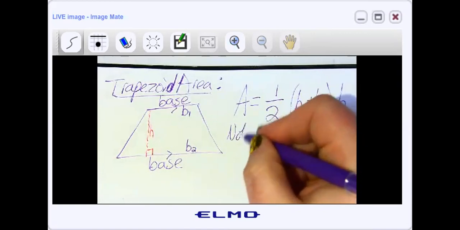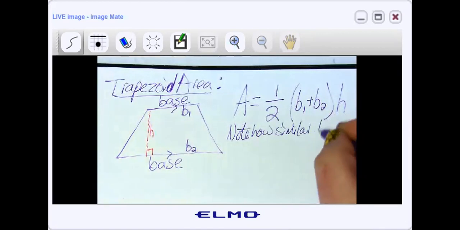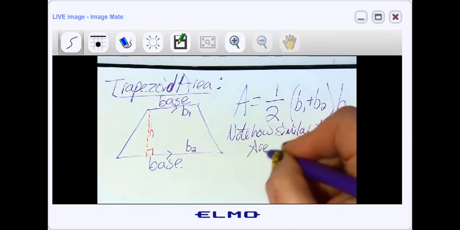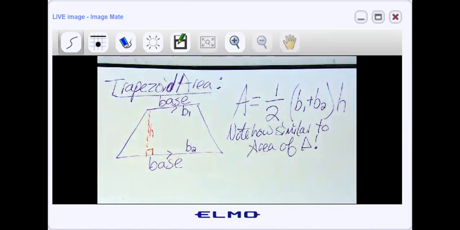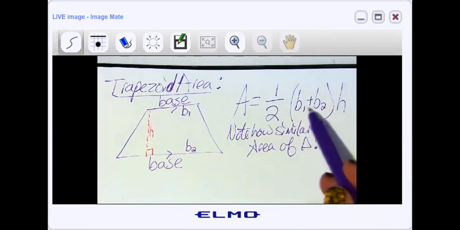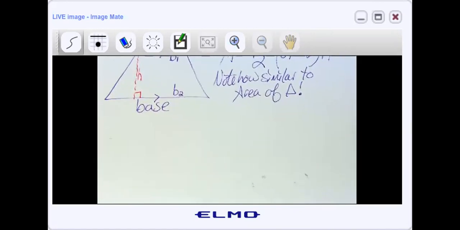Note how similar this is to area of a triangle. So if there does come a day when you do have to memorize this, it's not that much to memorize, because you already know area equals base times height for a parallelogram. Then a triangle is just half of that, so that's not so bad. And now the trapezoid is the same thing. You just have two bases to add together. So let's see how this works in a problem.